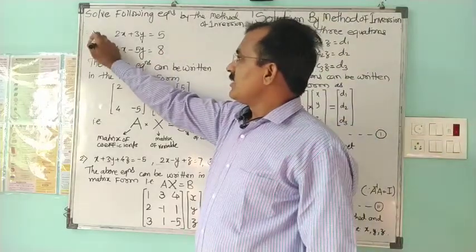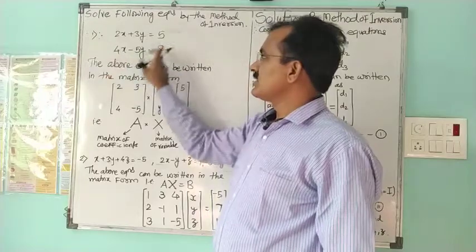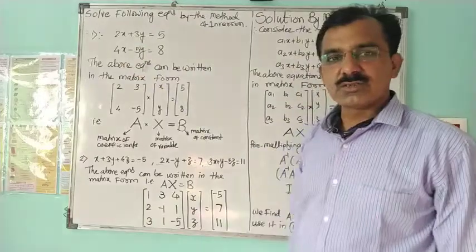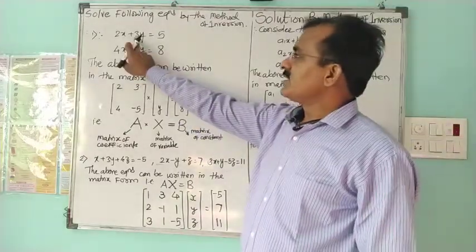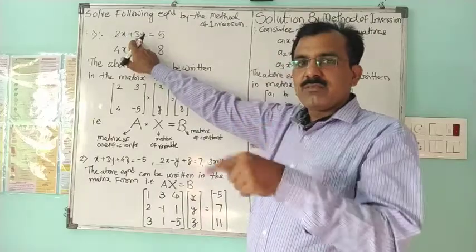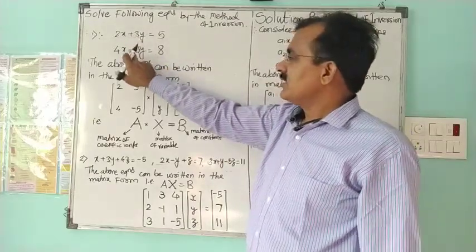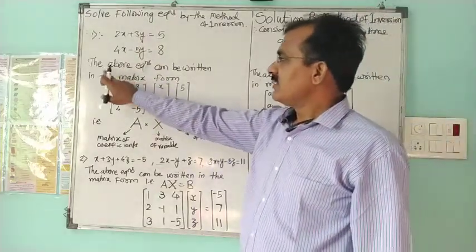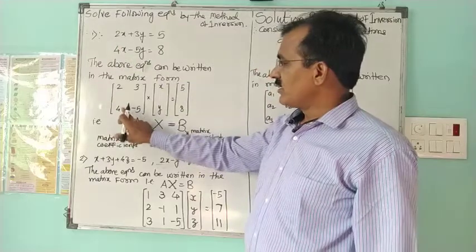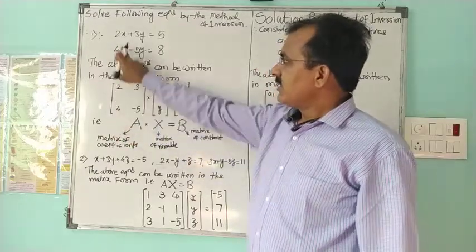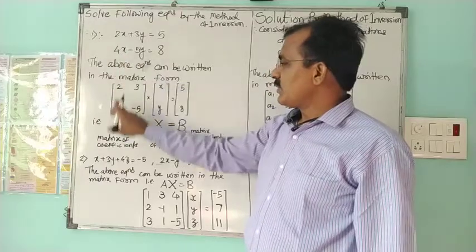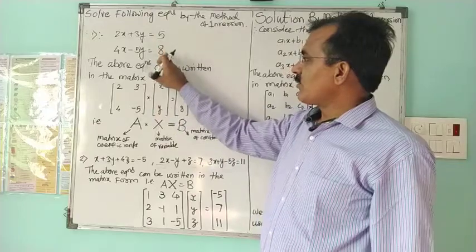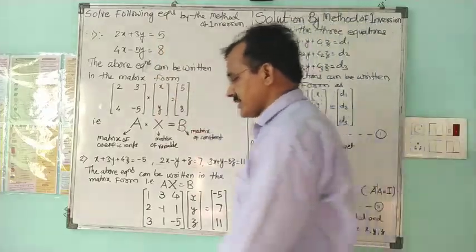So this will be the starting of your answer. You use the given equation. If constants are in the left hand side, then transfer the constant to the right hand side. If a variable is absent, then write that term with zero coefficient. So these two equations we have already written in the matrix form as 2, 3 in first row, 4, minus 5 in second row, the matrix of unknowns that is x and y, and the matrix of constants 5 and 8 in the right hand side.